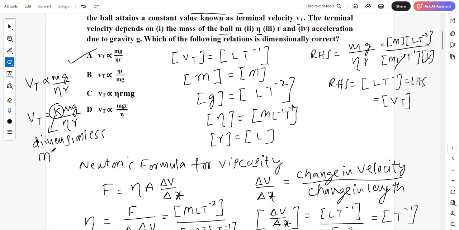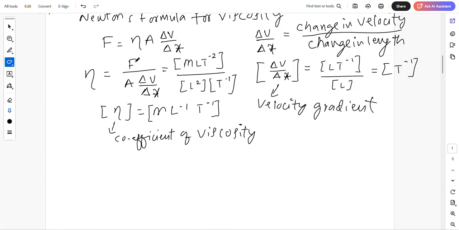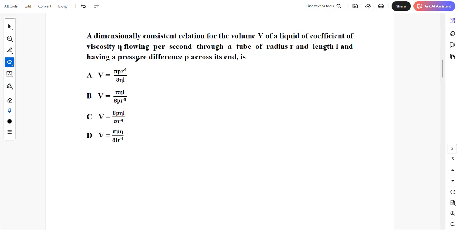So the dimension is what? M to the power of 0, L to the power of 0, that is equal to 1. Okay, so this is not taken into consideration. Mg by eta r, the first one, is the right answer. Let us take up the next problem.